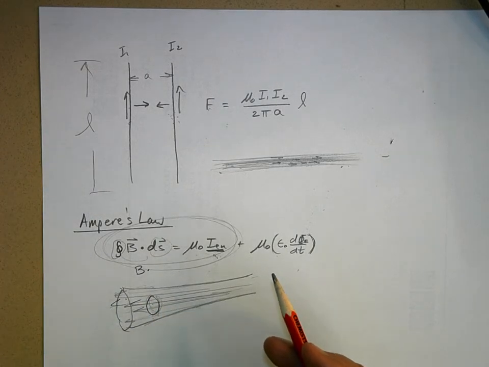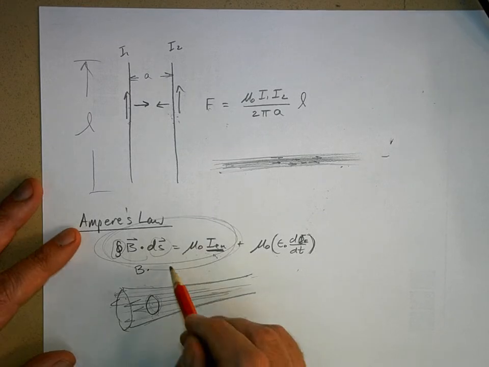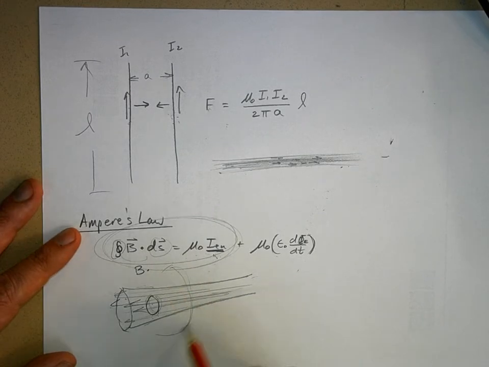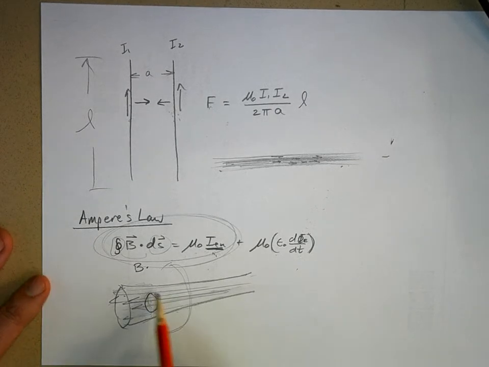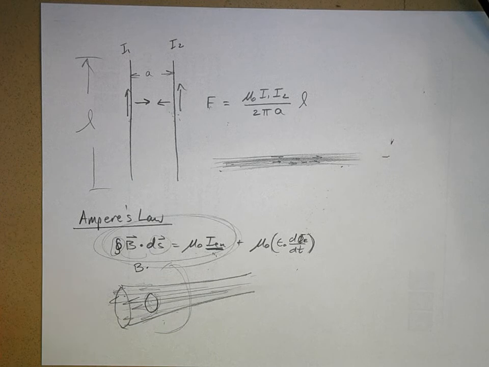Now if you're outside, way out here, all the current is inside my loop. But if you're on the inside, some of the current is outside your loop. You don't want to include that in your I enclosed.